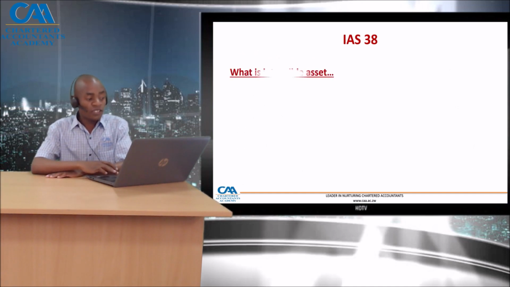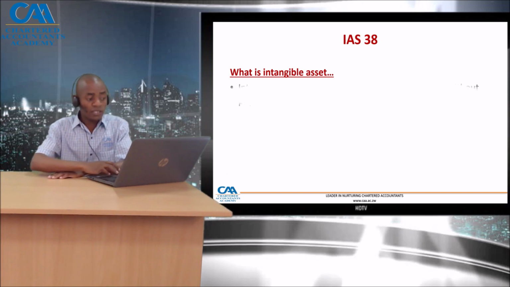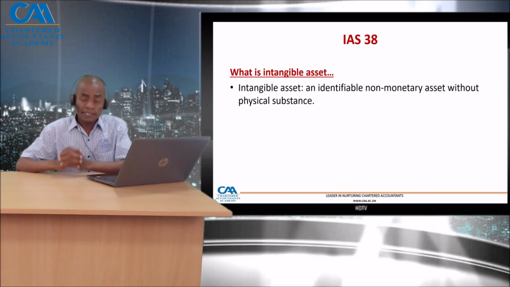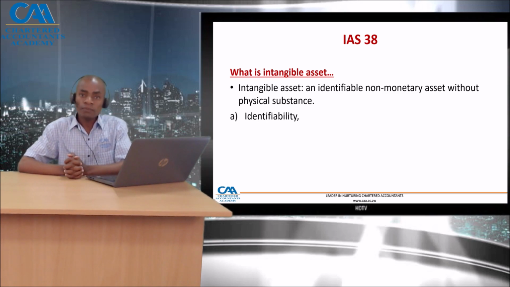Then let us move on to the next slide, where we are going to define what an intangible asset is. IAS 38 defines an intangible asset as an identifiable non-monetary asset without physical substance. In as far as the definition is concerned, there are three key words that we are supposed to drill down. The first word being identifiable.